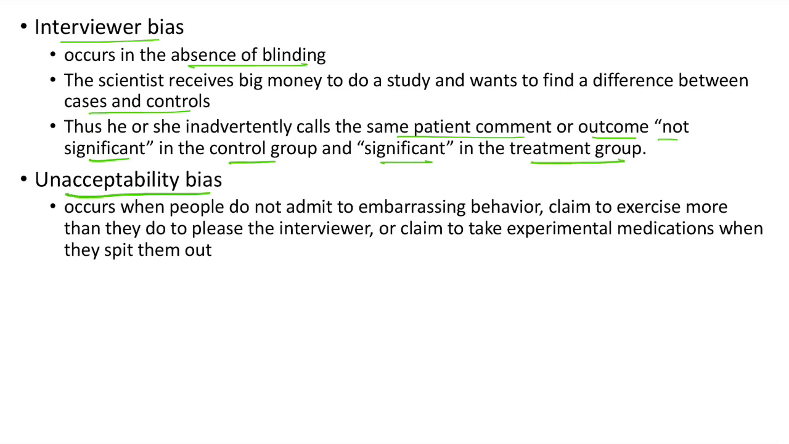Now let us see about unacceptability bias. It occurs when people do not admit to embarrassing behavior, claim to exercise more than they do to please the interviewer, or claim to take experimental medications when they spit them out. This is called as unacceptability bias.